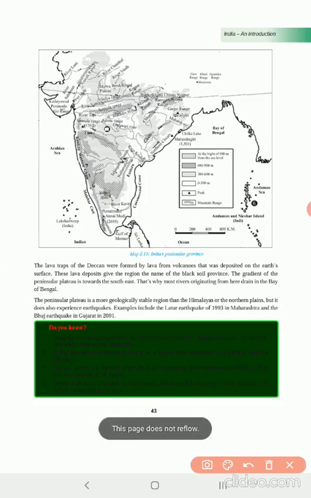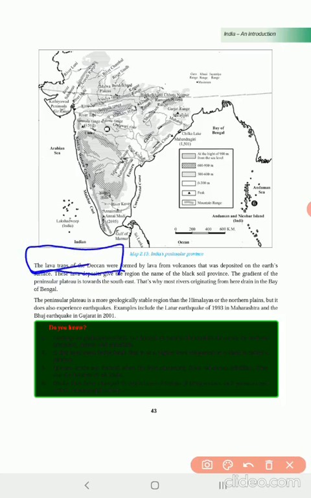Okay, now another important thing that we have to see is the lava traps of Deccan. We also call them the Deccan traps that we find here. So what happened because of this fault? Because of the breakage of land inside, continuously the lava. The lava is found below the volcano. Hope you know what a volcano is.